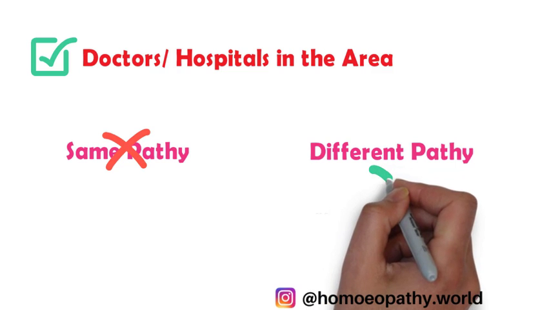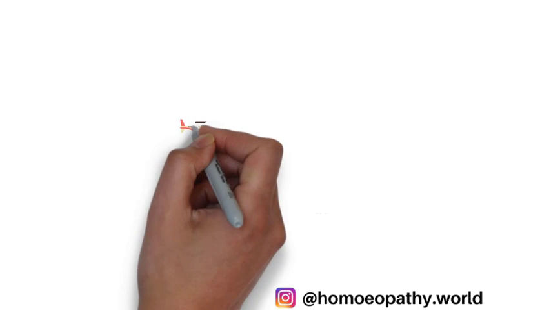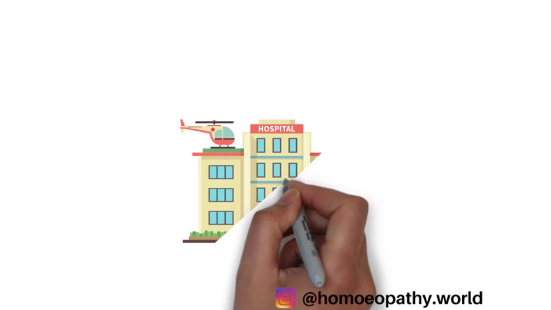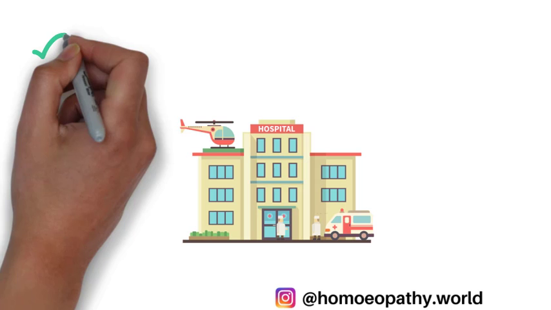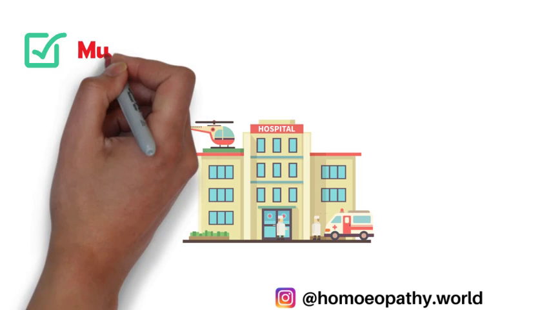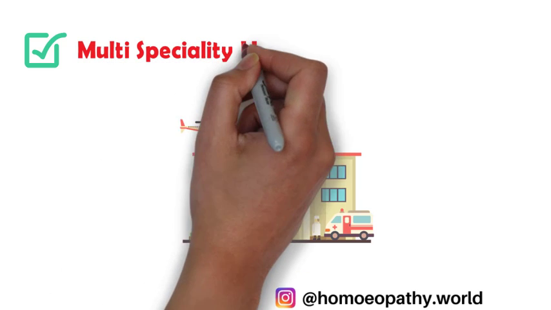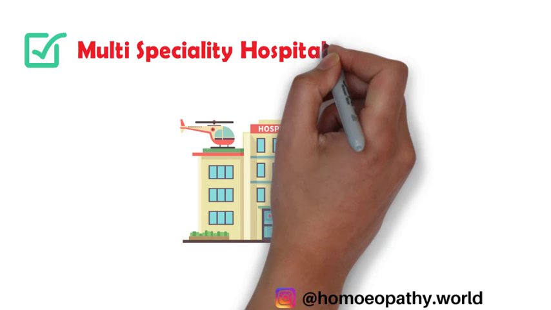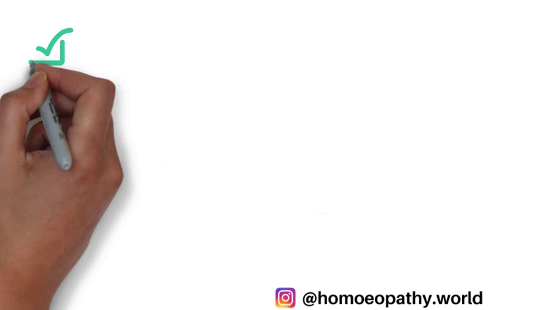On the other hand, having multi-speciality hospitals nearby can help you get the patients who want to get an opinion of a homeopath. So this is a good point, it will enhance your practice. You should look for multi-specialty hospitals near your clinic. Okay, so that was all about the exterior of your clinic, how you should select the area and the location and what you should look for.